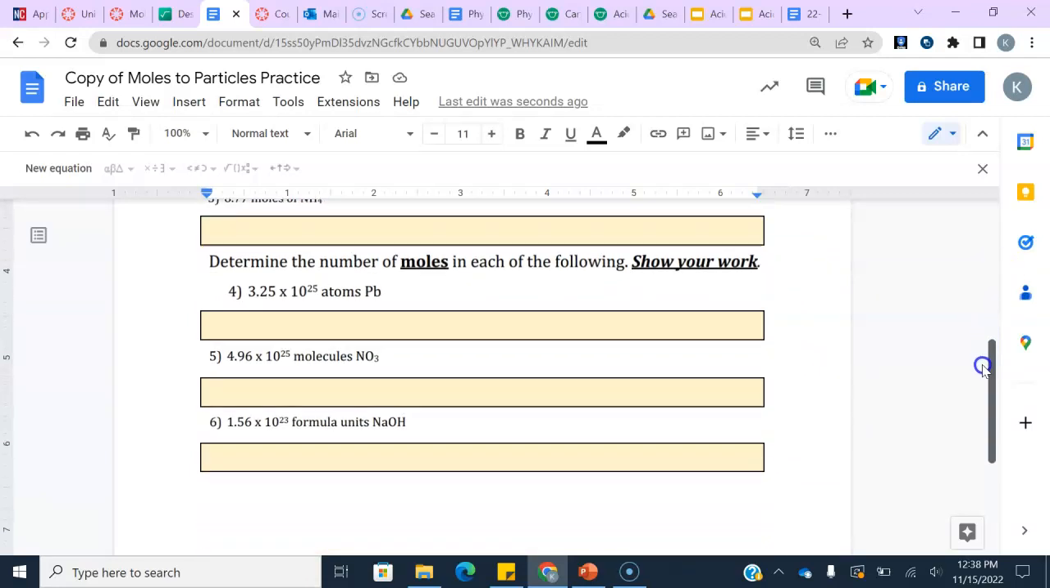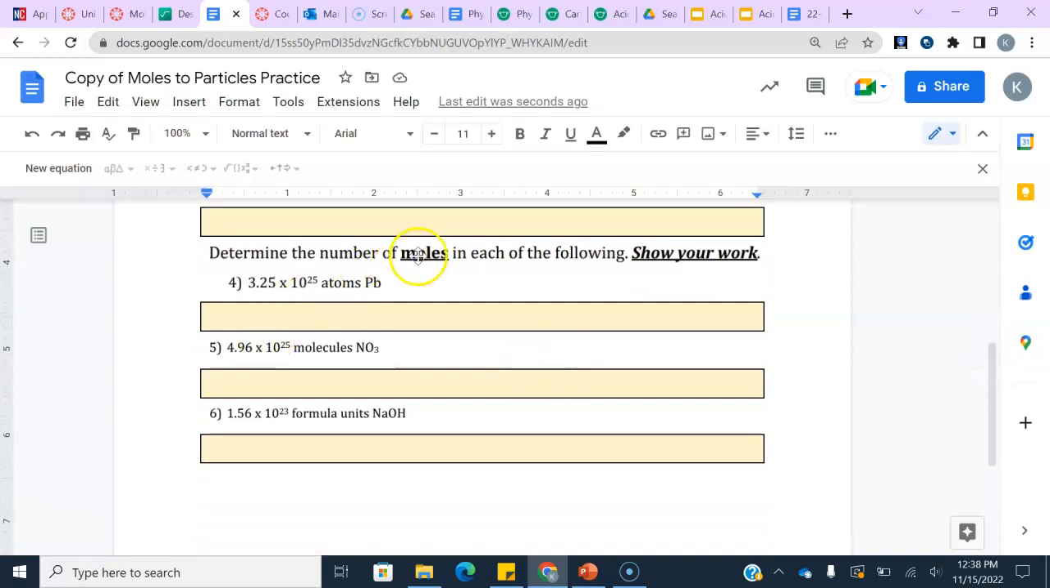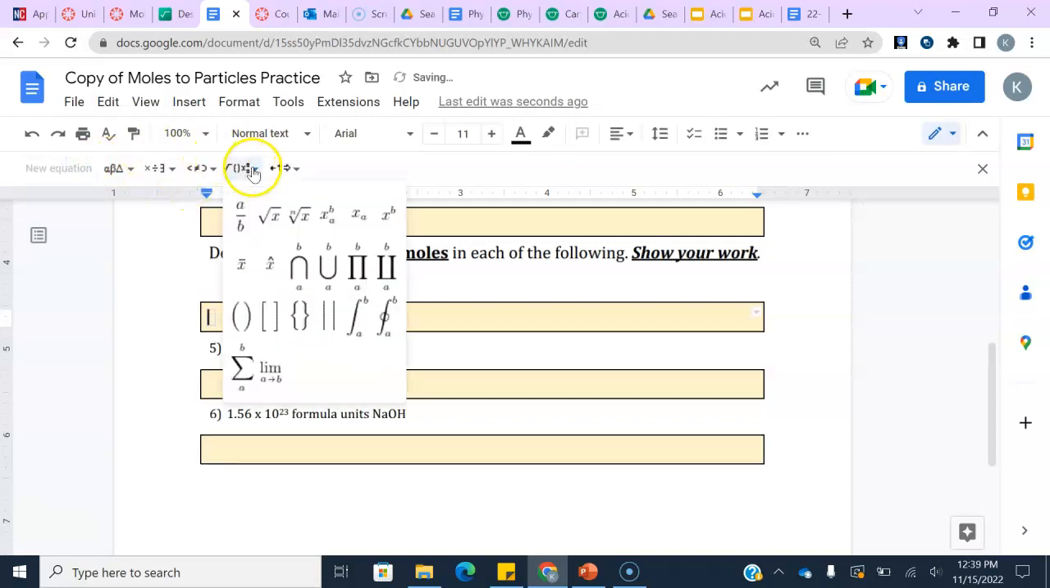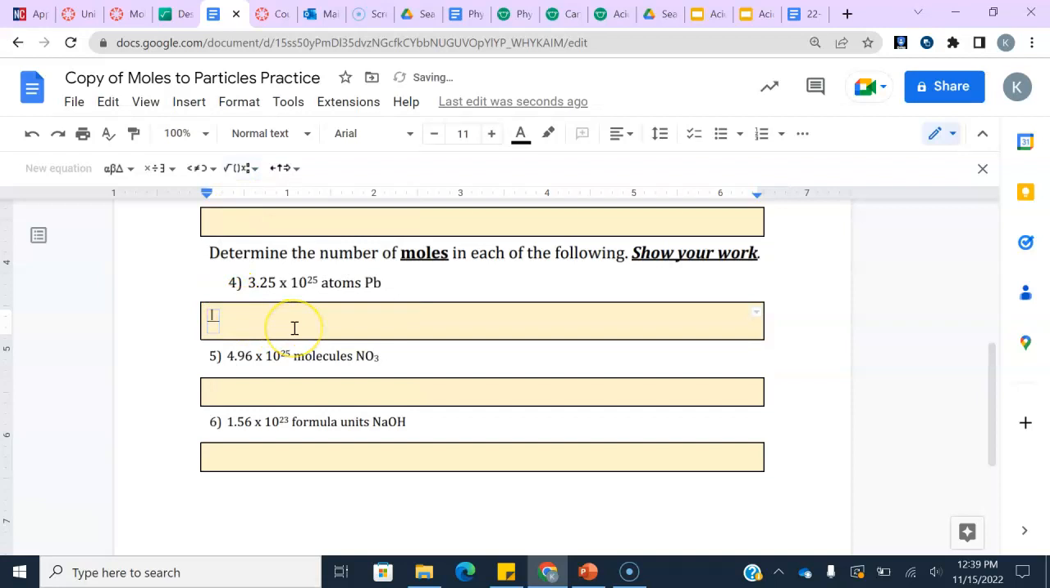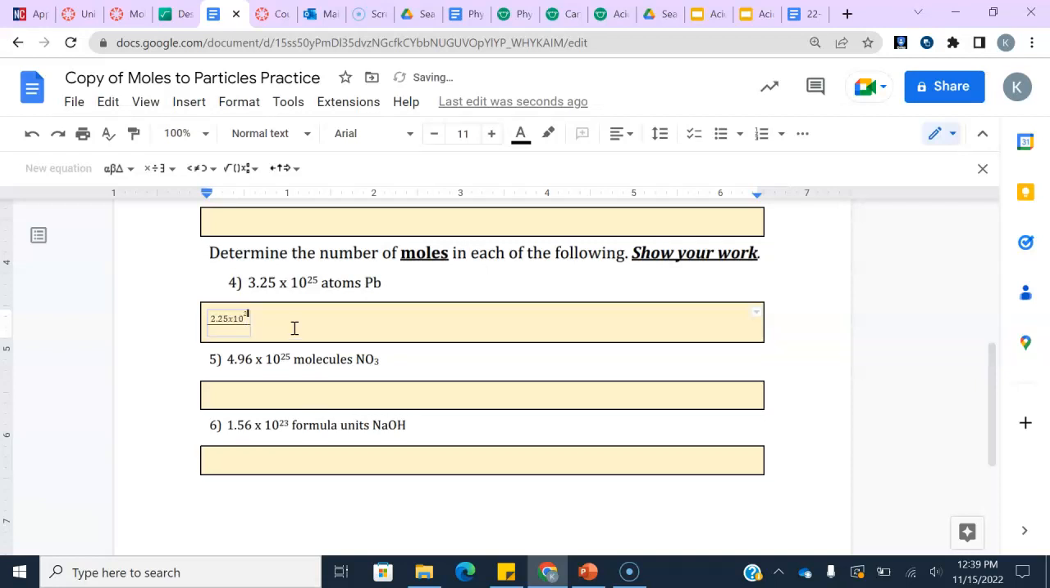The process is going to be the same, but for 4 through 6, we're doing the moles in each. So same thing, we're going to start with what we know. So I'm going to go ahead and get my equation here. We know we have 3.25 times 10 to the 25th atoms. And that's all over 1, just to help us visualize that. If you were doing this by hand on paper, you wouldn't have to put it over the 1, but it helps us when we go to do our math.